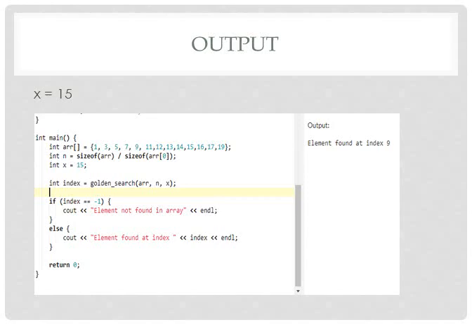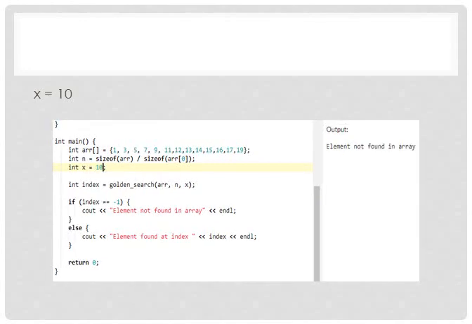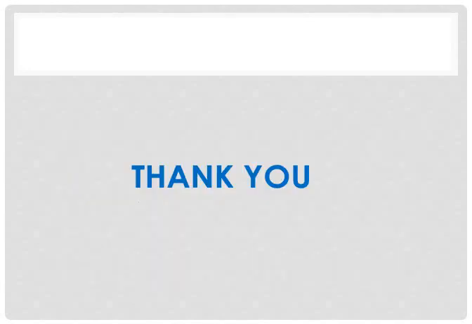In this array of 1 3 5 7 9 11 12 13 14 15 16 17 19, if the target is 15, the output is that the element is found at index 9. When x is 5, the element is found at index 2, so 0, 1 and 2. If the element is 10, which is not present in the array, the output is element not found in array. So thank you.